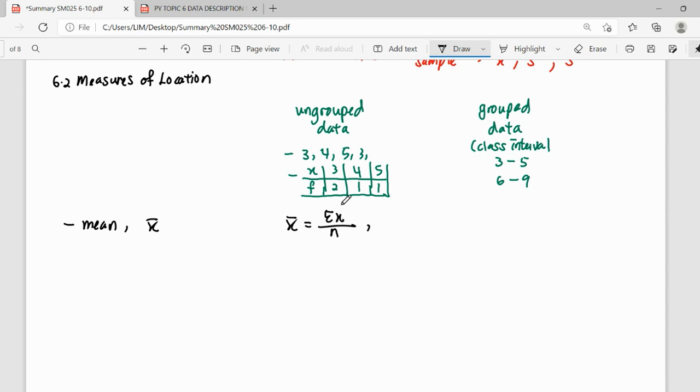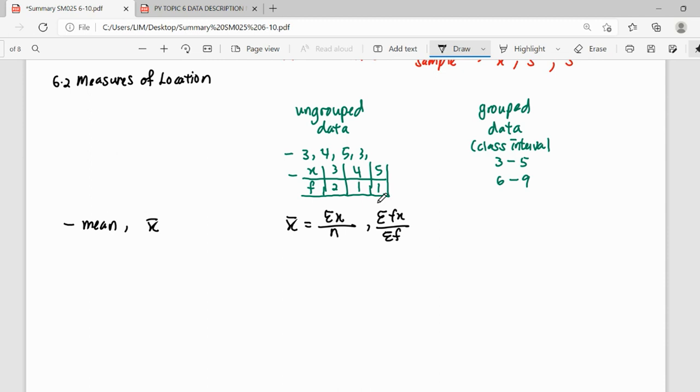But sometimes your data will come with frequency like this part. So you multiply your data with its frequency, then divide by the total frequency, because the frequency already represents the number of data. So you have to multiply: for 3 you have 2, so you total up 3 times 2. For 4 you have 1, so you times 1. For 5 you have 1. Then this is how you total up your data, and then divide by its number of data. So this is your formula for your ungrouped data.